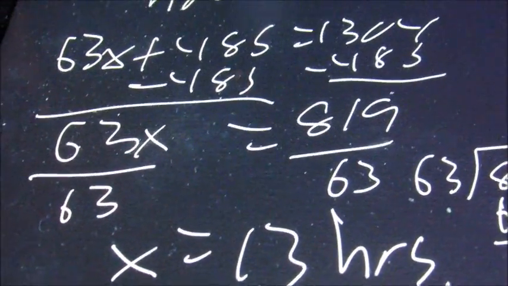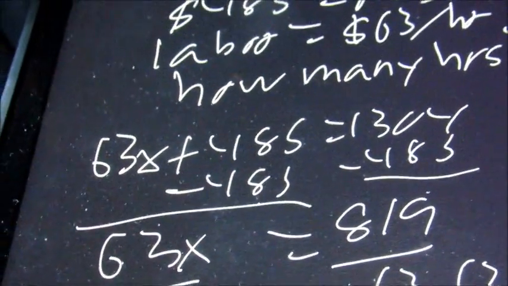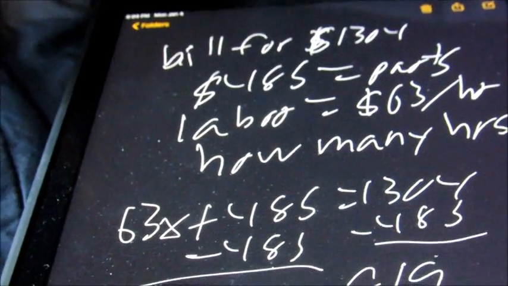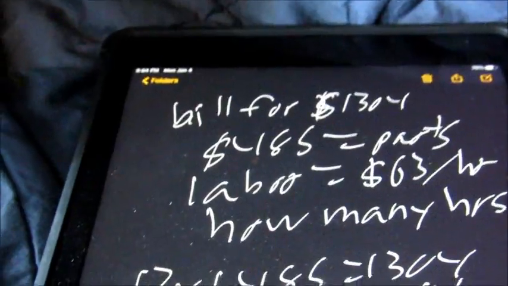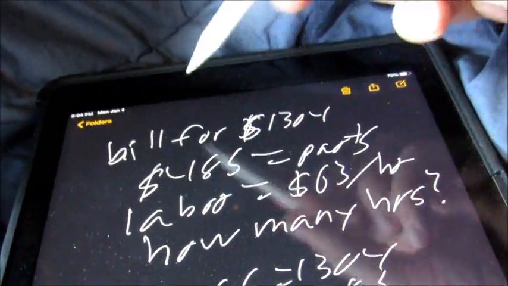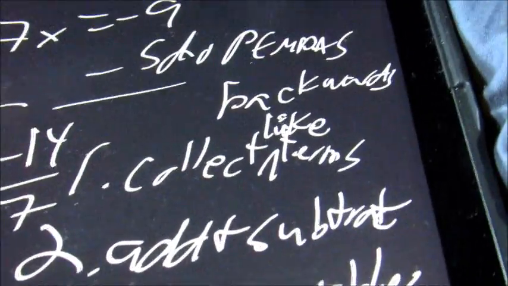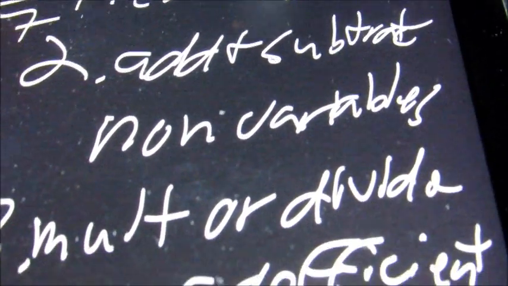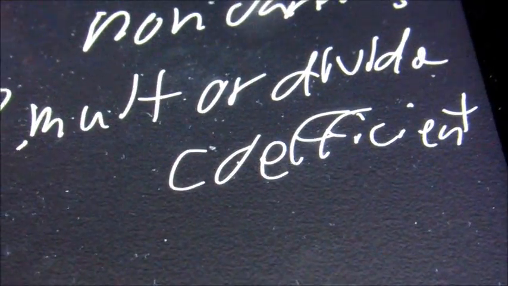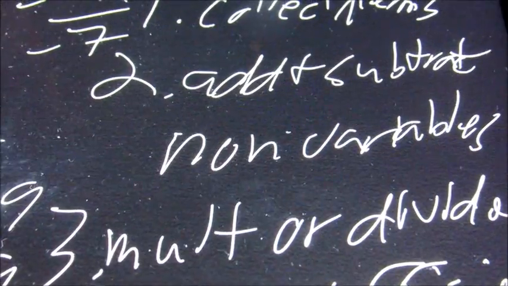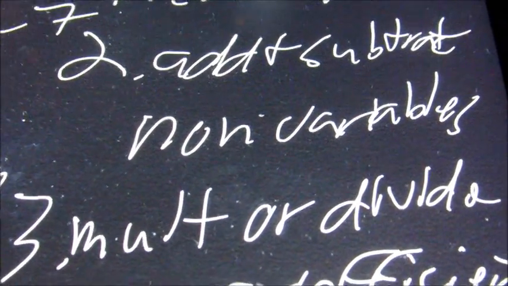So to get credit for this, what I want you to do is give me the steps of solving a problem. And those, let me find them, are here, where we collect like terms, and we add and subtract the non-variables, and then we multiply or divide the coefficient, and we add or subtract depending on what was there. We're just always going to do the opposite.